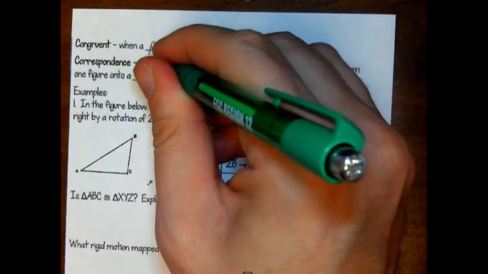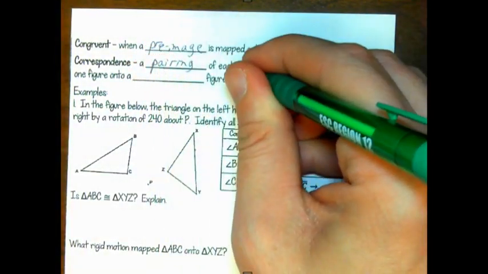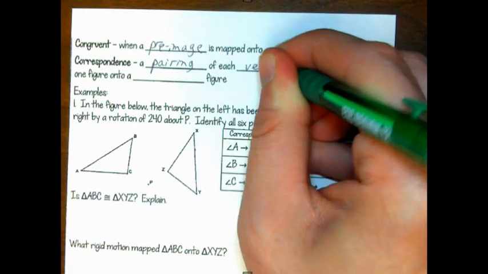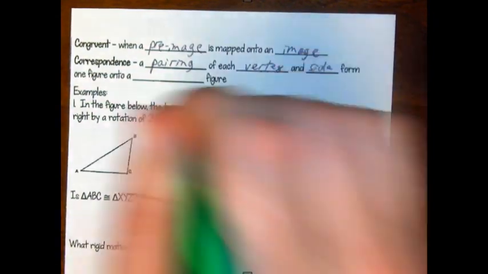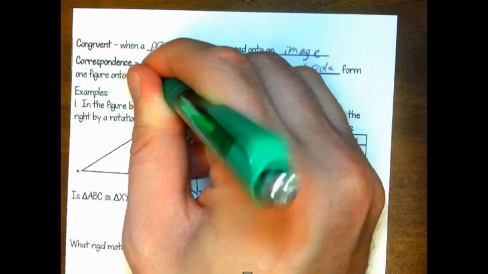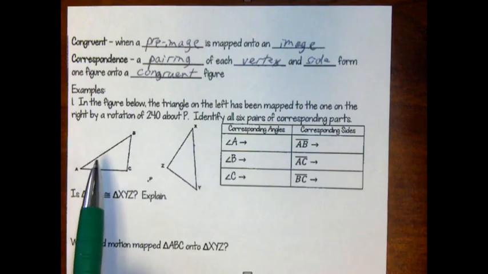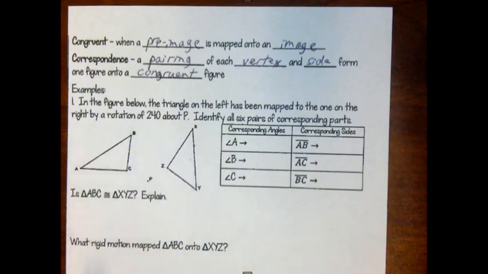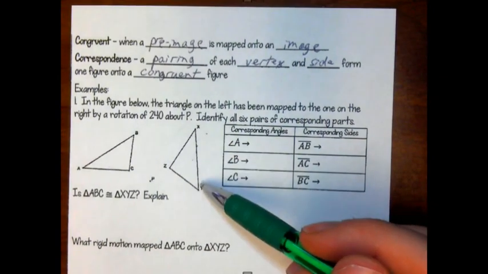Correspondence is when a pairing of each vertex and side form one figure onto a congruent figure. So when we have two congruent figures, the corresponding sides and angles are the ones that match in between them. Like this side of this triangle matches this side of the congruent triangle.